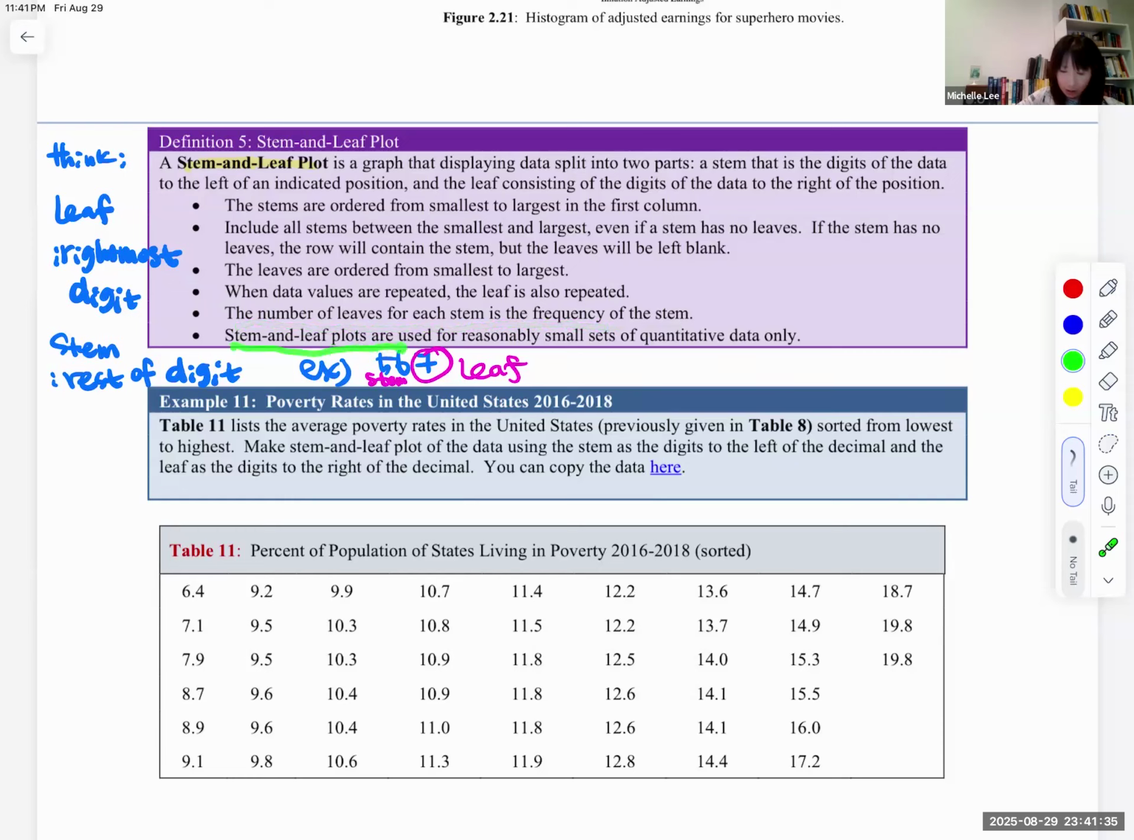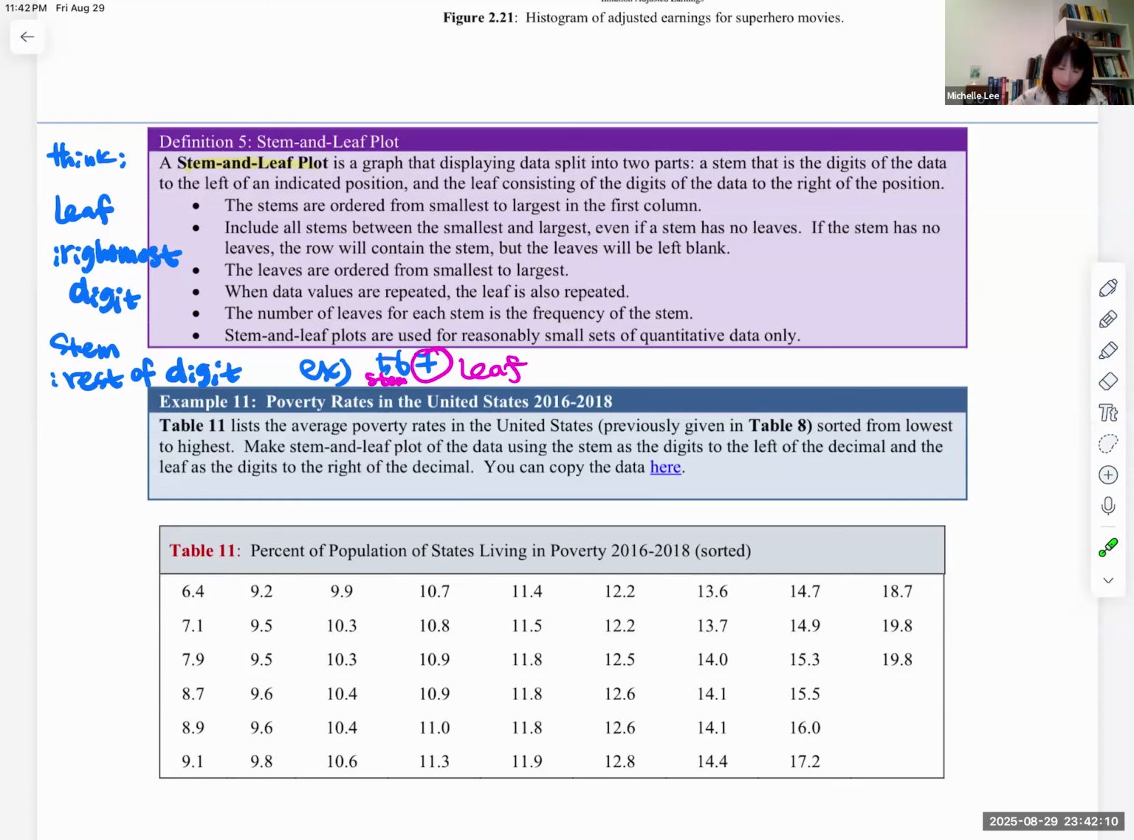Stem and leaf plots are used for reasonably small sets of quantitative data only. And stem and leaf plots are used when they want to keep the data set. Yeah. So I'm going to explain later what this means. Keep the data set. Yeah. All right. Then let's do this one.